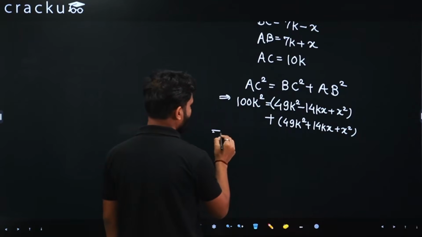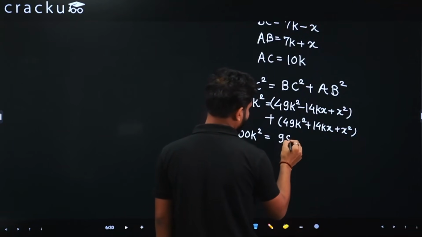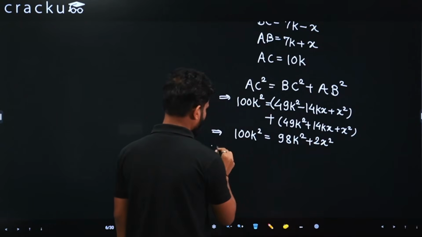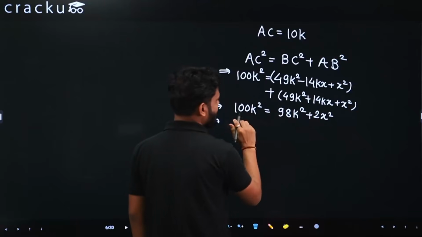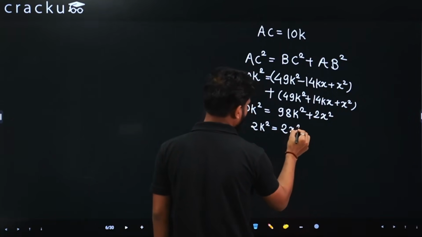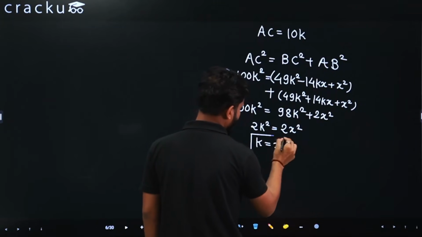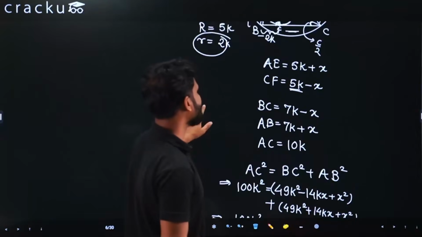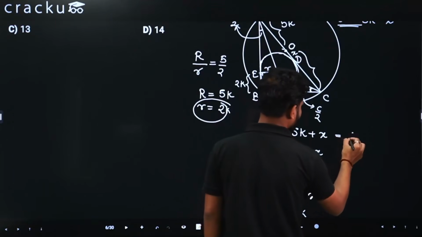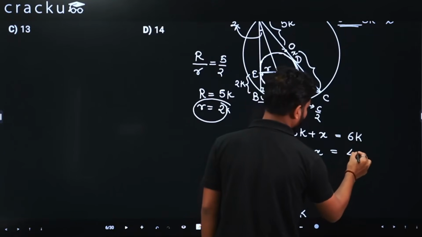From here you get 100k square is equal to 98k square plus 2x square. From here, you get 100k square minus 98k square, which is 2k square, is equal to 2x square. Or from here you get k is equal to x. So you got k is equal to x. If k is equal to x, what is the length of AE? It is nothing but 6k. What is the length of CF? It is nothing but 4k.